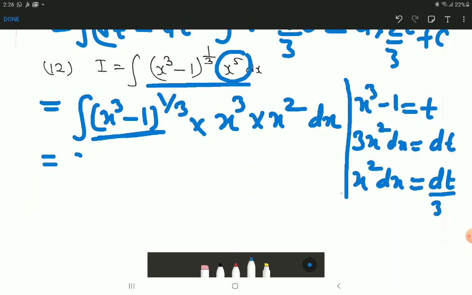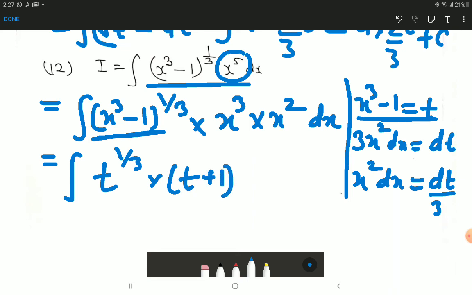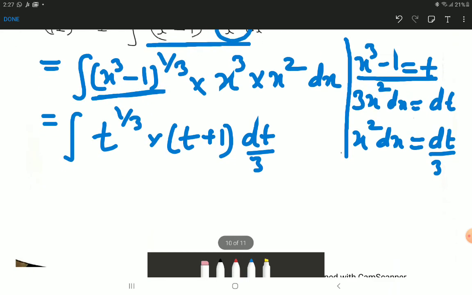So now it becomes x cube minus 1 is t, so t raised to the power 1 by 3 into x cube will be, you can develop x cube from here, it will be t plus 1, and x square dx is dt by 3. So now the task has become quite simple. You can try it yourself also.